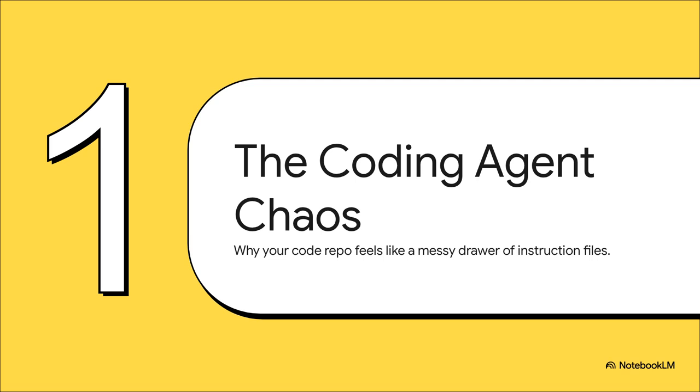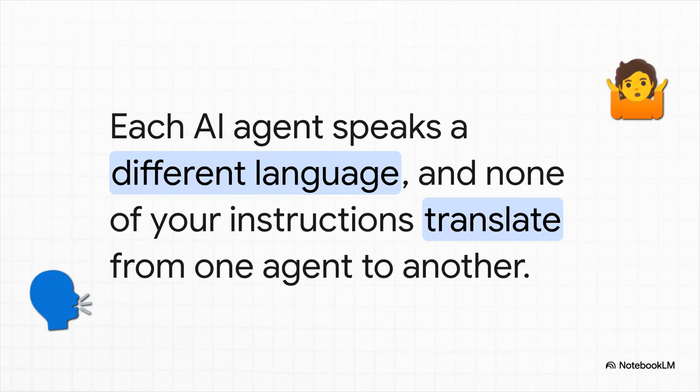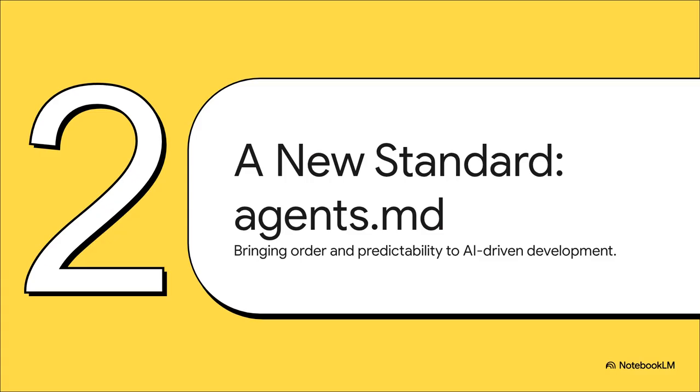Because right now, every single one of them is demanding instructions in its own private proprietary language. And that's really the heart of the problem, right? The instructions you painstakingly write for one agent are completely useless for another. It forces you to repeat yourself over and over, manage a bunch of different files, and just waste valuable time that you should be spending actually coding. It's just fundamentally inefficient. But thankfully, out of this chaos, a real solution is starting to emerge.